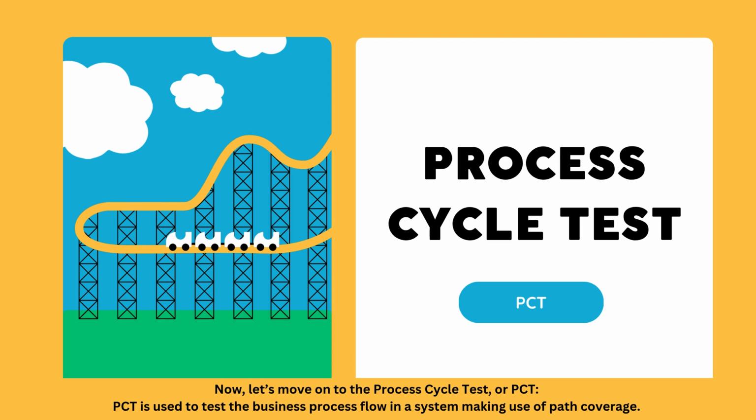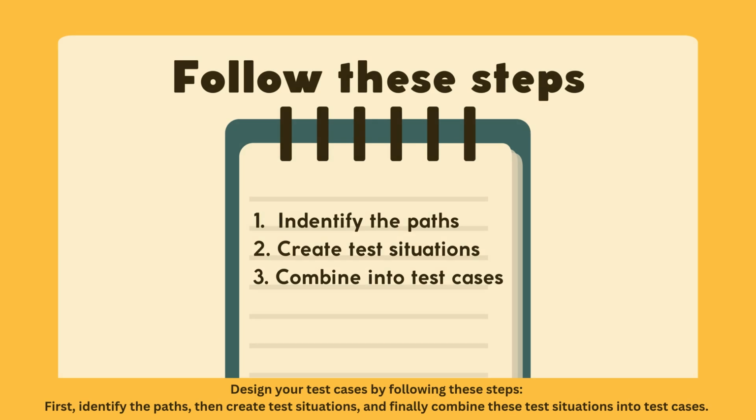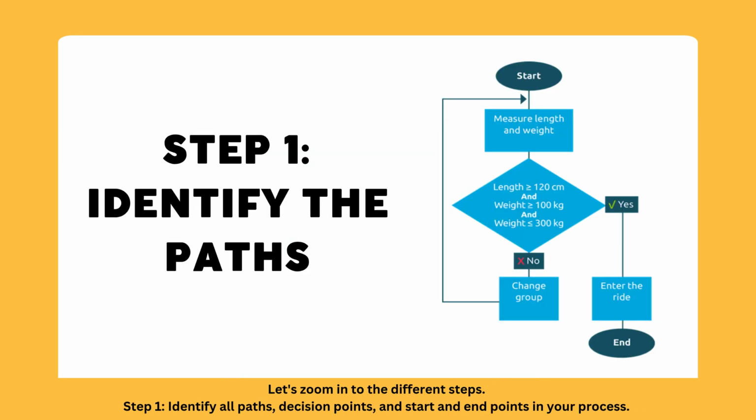PCT is used to test the business process flow in a system making use of path coverage. Design your test cases by following these steps. First, identify the paths, then create test situations, and finally combine these test situations into test cases. Let's zoom in to the different steps.